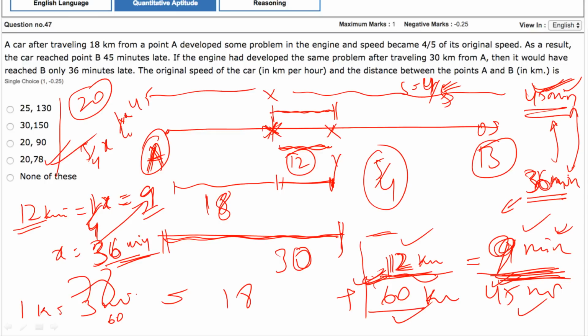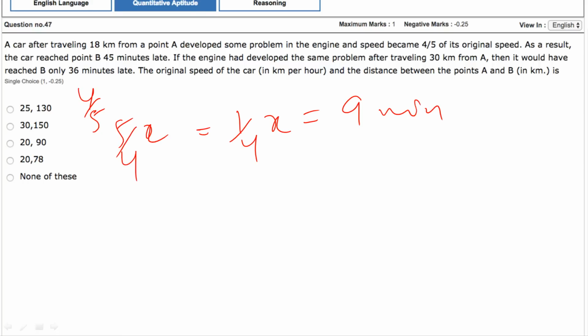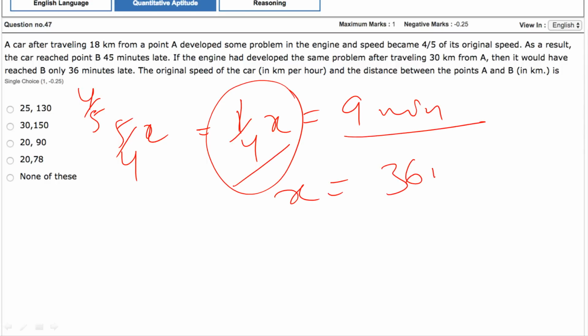I hope the question is clear. Now I am doing the other thing. What I said was 1/4 of x was 9, right? This was the delay. Why am I saying 1/4 of x? Because your speed reduced by 4 by 5, so time taken became 5/4 of the actual time taken. That means the extra time, the delay you are incurring, is 1/4. So 1/4 of x was 9 minutes. That means the distance was covered in 36 minutes.